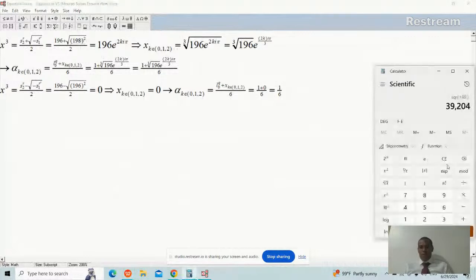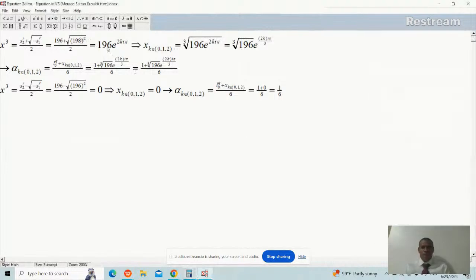I will use my calculator. Root of 198 squared is 198. So 196 plus 198, equal, then I should divide by 2. Equal what, Mr. Murad? Equal 197. Good man. Exponential to k i pi.